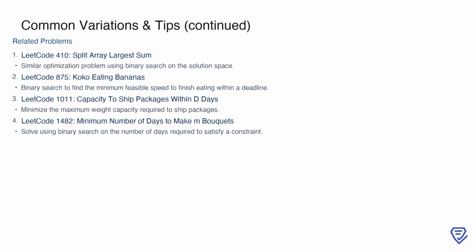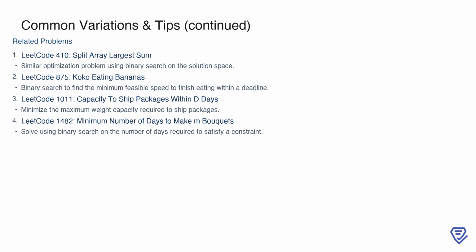This problem also shares similarities with other LeetCode challenges that use binary search on the solution space. For example, in LeetCode 410, Split Array Largest Sum, you are tasked with a similar optimization problem. Likewise, LeetCode 875, Koko Eating Bananas, involves using binary search to determine the minimum feasible speed to meet a deadline. Another related problem is LeetCode 1011, Capacity to Ship Packages Within D Days, which focuses on minimizing the maximum weight capacity required to ship packages.